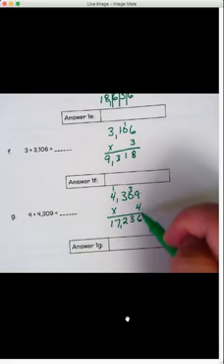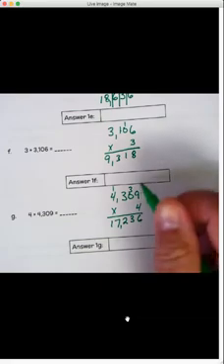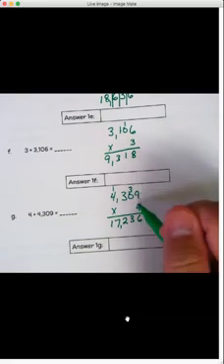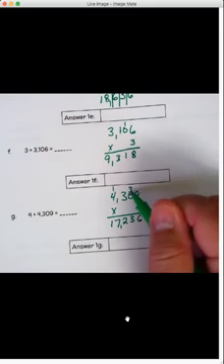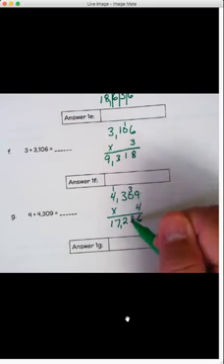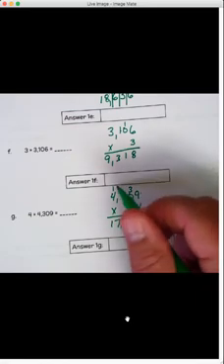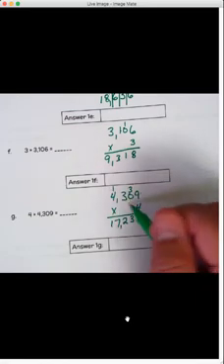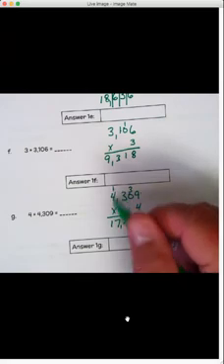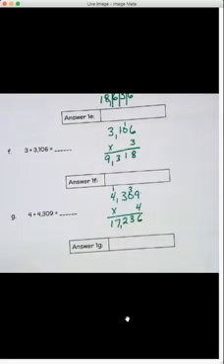4 times 9 is 36. Put your 6 down. Carry your 3 over to the tens place. 4 times 0 is 0. Plus 3 is 3. 4 times 3 is 12. Put your 2 down. Put your 1 up in the thousands place. 4 times 4 is 16. Plus that 1 is 17. How did you do? Get it right?